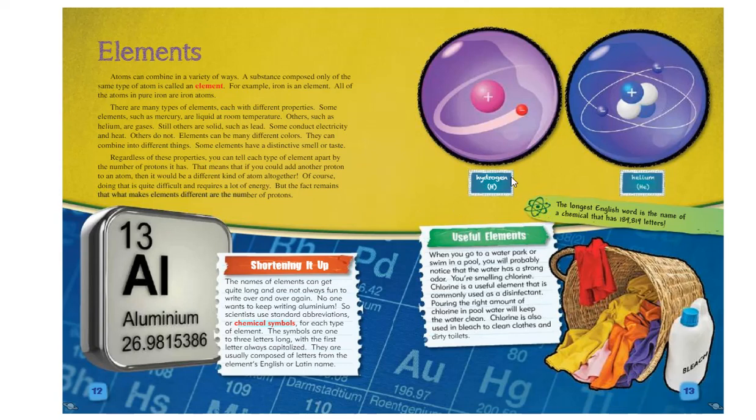Oh, and similarly, hydrogen is often shortened to just the letter H, and helium is shortened to just the letters He. So every element has its own special abbreviation or shortened name like that.